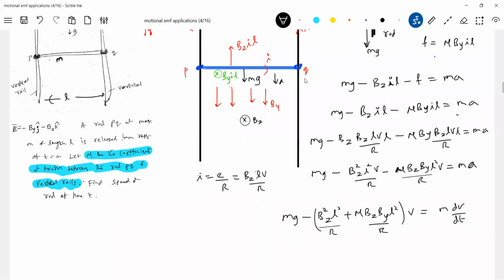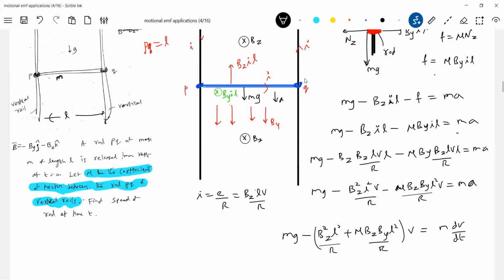Sir, frictional force will act at two points, no sir? 2F will not come, sir. Oh my dear, resultant force.